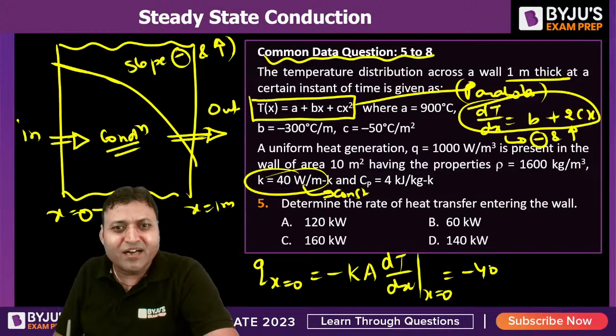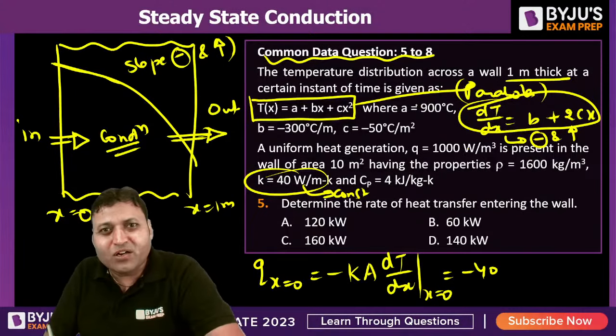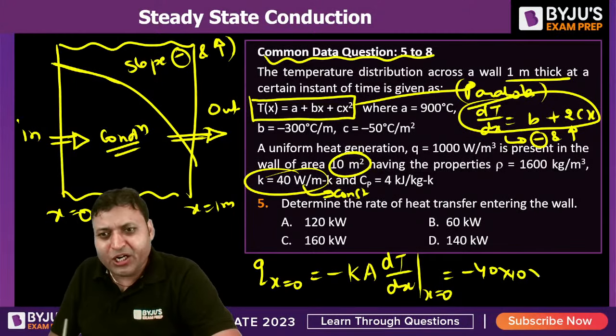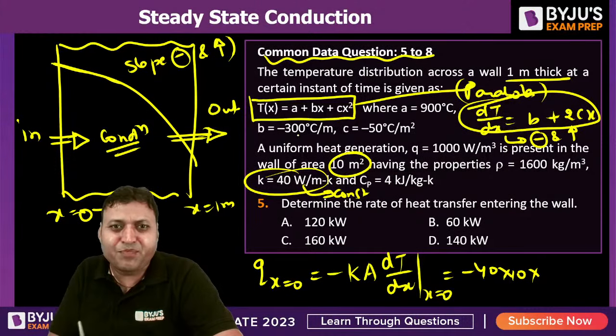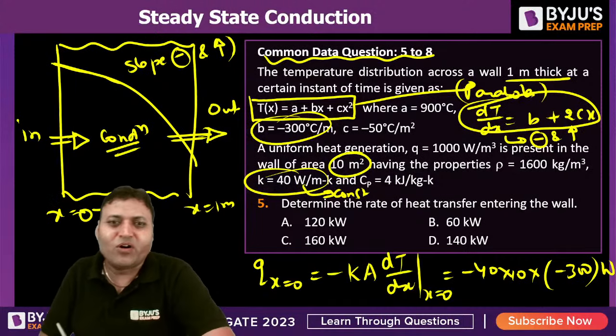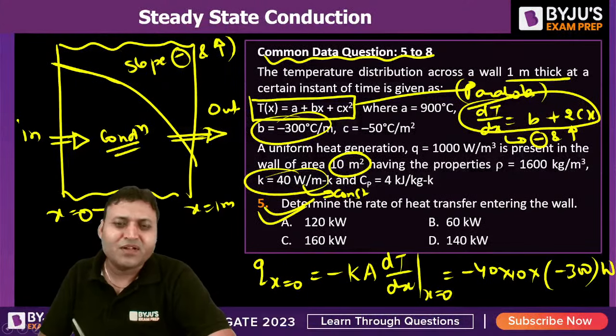Put the value: minus K, that is minus 40. What will be the area? Area is equal to 10 meter square, into dT by dx, that is B, which is equal to minus 300. That will give you the rate of heat entering into the wall. The correct answer is option A.